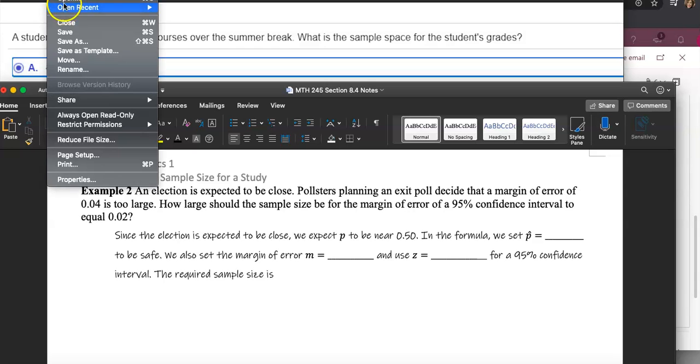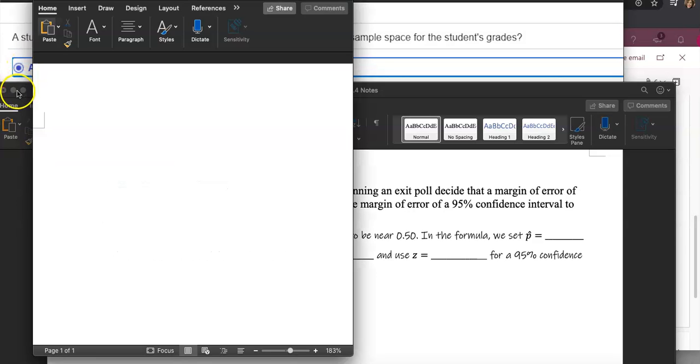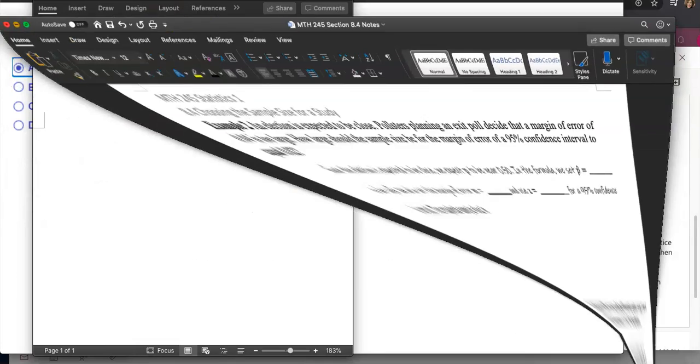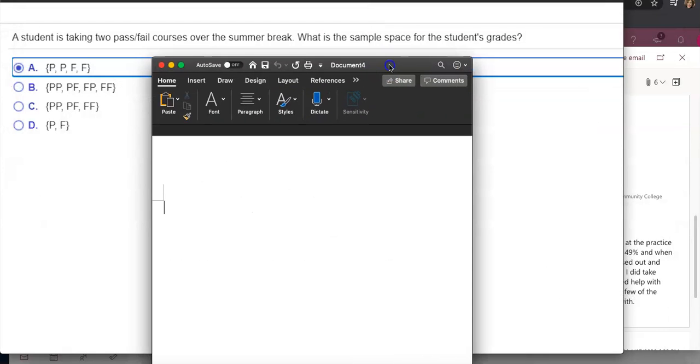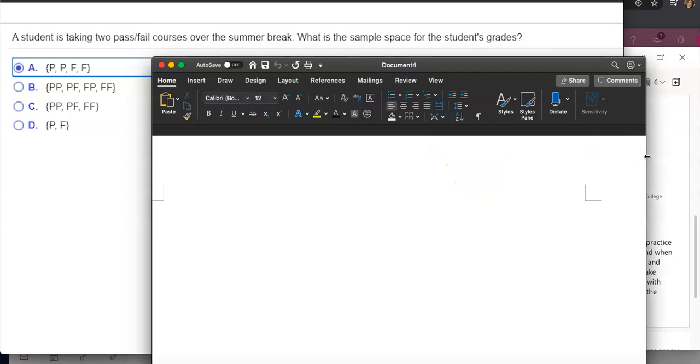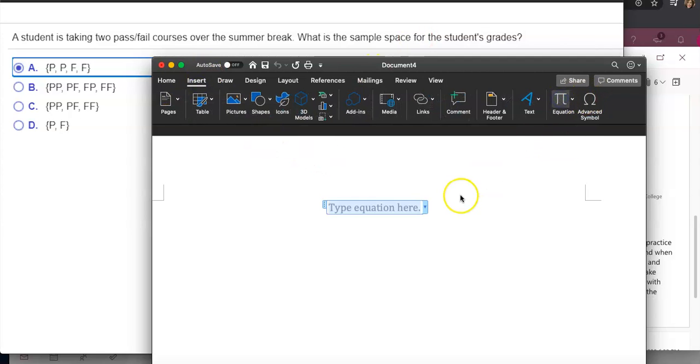All right, a student is taking, let me open up a pad. A student is taking two pass or fail classes over the summer break. What is the sample space for the student's grade? So if he's taking two classes, he's going to either pass both. So let me go ahead and start listing right now, okay?